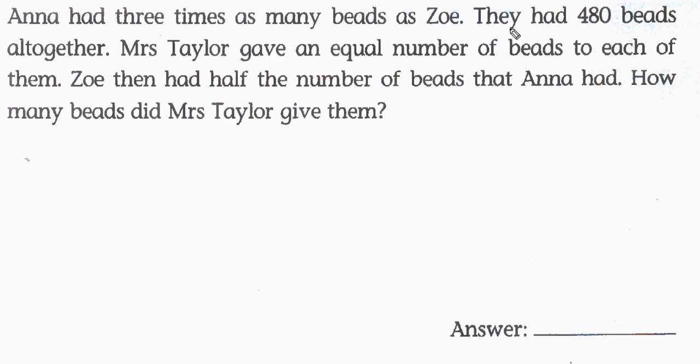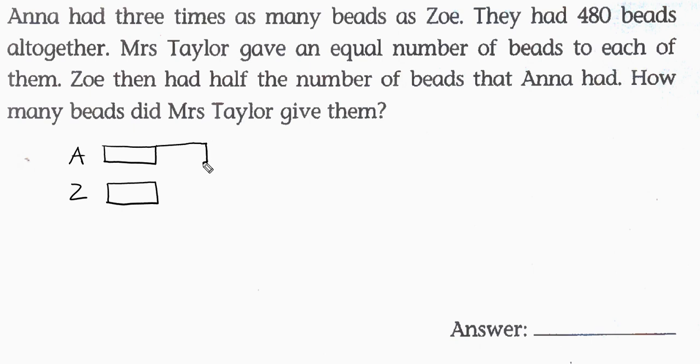Now, there's a lot of information here to process, and we always have to be careful that we're taking things step by step and that we are drawing what we've been told. This starts off quite easy because it says Anna had 3 times as many beads as Zoe. This is a great place to start for a bar model. So we've got Anna and we've got Zoe, and Anna has 3 times as many beads as Zoe. So I'm going to draw one block for Zoe, and then Anna gets 3 of these blocks.